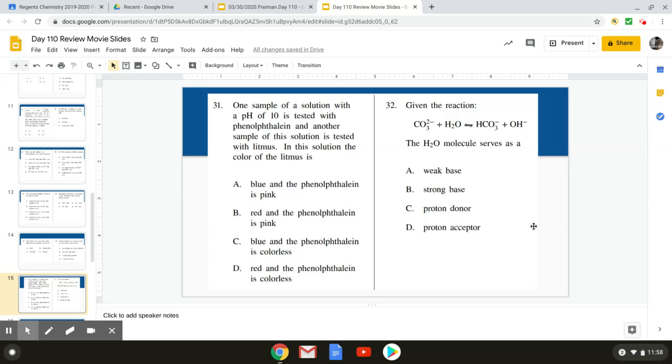32, given the reaction, the carbonate ion plus water yields HCO3 minus ions and OH minus ions. The water molecule serves as, so water, is it donating a proton or accepting a proton? I look here, the water turns into OH minus, so it loses one. So water is donating a proton to CO3, making that HCO3. If you donate a proton, you're acting as an acid, a proton donor. So choice C for that one.